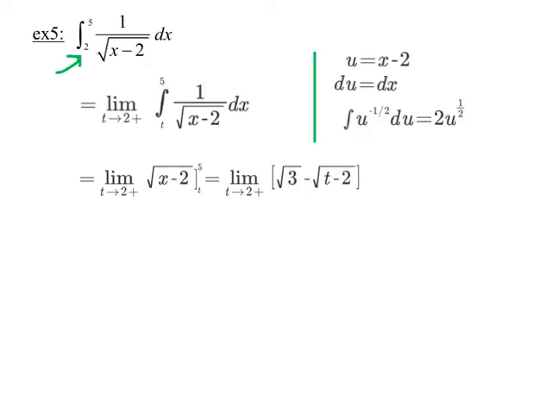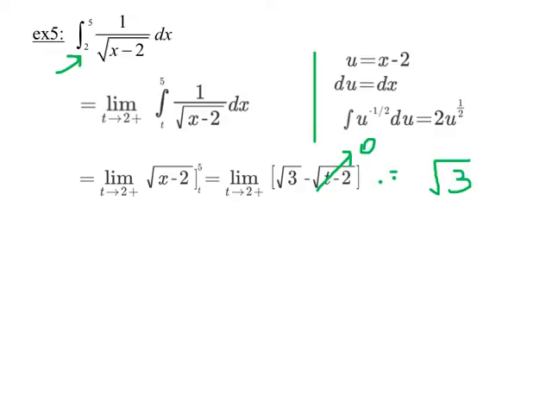Once again I have an algebraic expression, so I can evaluate my limit, which means try plugging in. It really doesn't matter that I'm approaching 2 from the right on this particular problem, but it might on others. If I plug in 2 for t, this part is going to approach 0, which means I have square root of 3 minus 0, so my answer is square root of 3. So this integral converges to square root of 3.